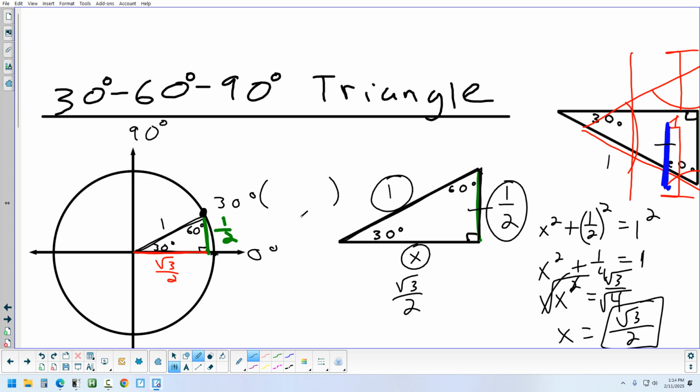Square root of 3 over 2. Yep, so it's how far over you have to go. Square root 3 over 2. And then how far up? 1/2. And that is always the coordinate for 30 degrees. Root 3 over 2, comma 1/2.